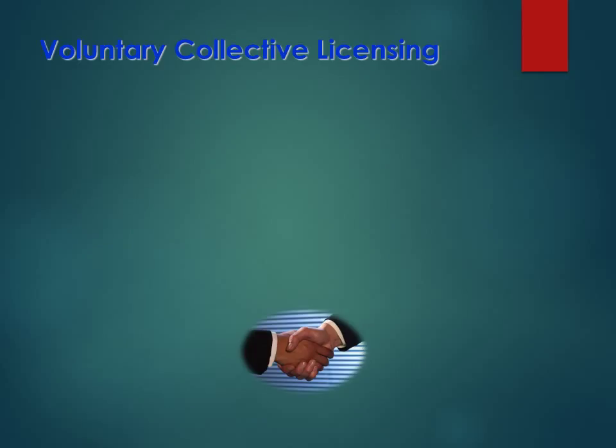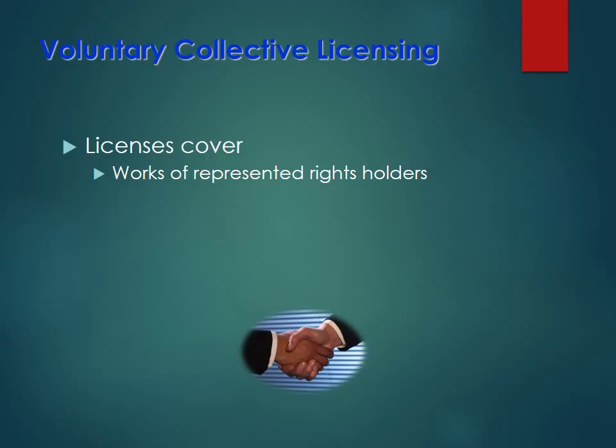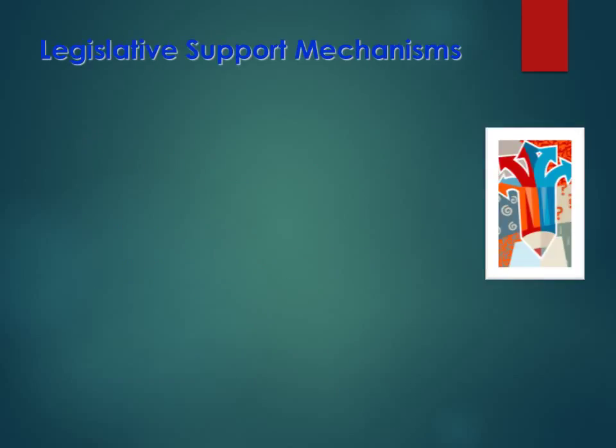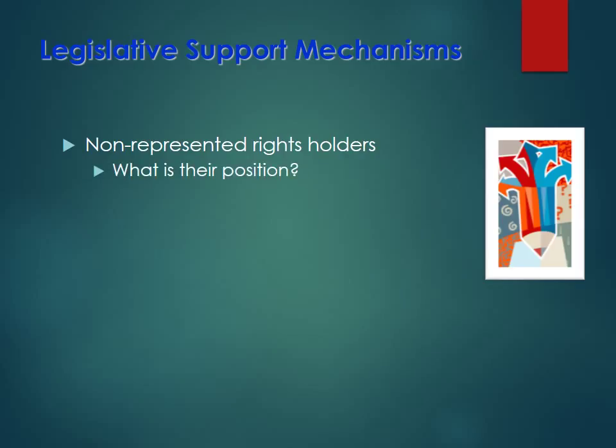In the case of voluntary collective licensing, a license that a CMO can offer to users covers the works of the represented rights holders. This means that the CMO needs to acquire mandates from national rights holders and conclude agreements with similar foreign CMOs in order to get the representation rights from them. The rationale behind the consideration of some forms of legislative support mechanism is to eliminate the burden of non-represented rights holders who retain their exclusive rights and can prohibit the use of their works.